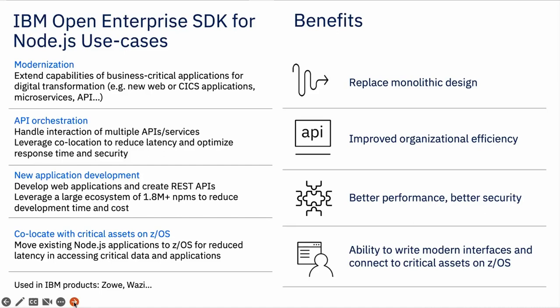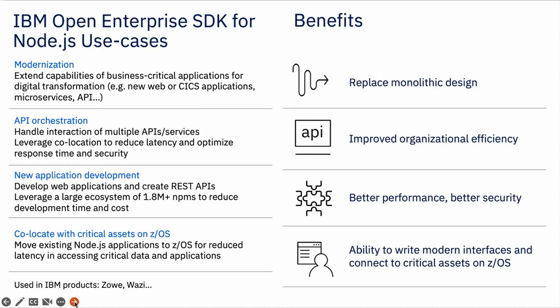You can extend the capabilities of applications with digital transformation. For example, you can write a new web front end to your applications and use APIs to connect between them. It's also very good for API orchestration because, as you know, in textbooks, APIs correspond very nicely. You have a very nice diagram from API mapping and all that. But in the real world, the mapping can become pretty messy, right?